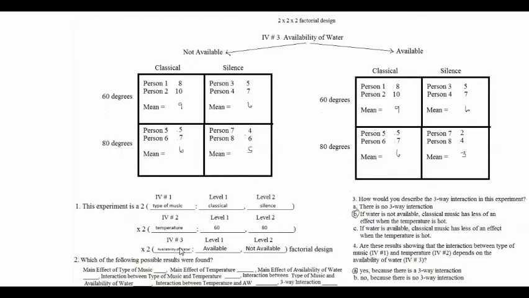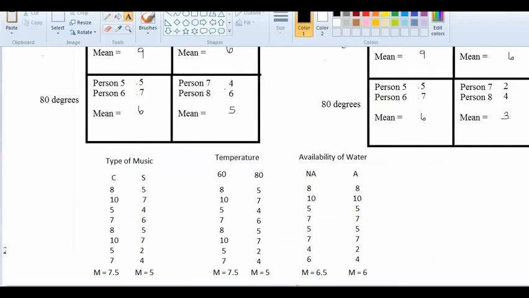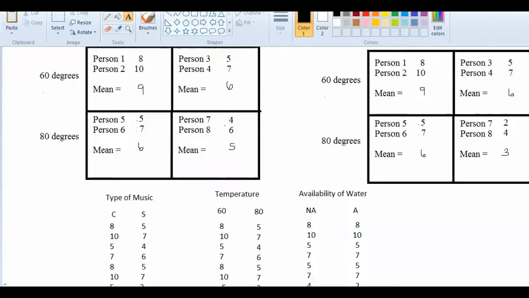And it's asking what types of results were found. The first 3 right here, we're asking about the main effects of the 3 independent variables. The main effect of type of music, the main effect of temperature, and the main effect of availability of water. To find out if there were any main effects, you have to calculate some averages, and I'll show you how we did that work. This is what we did for the main effects.